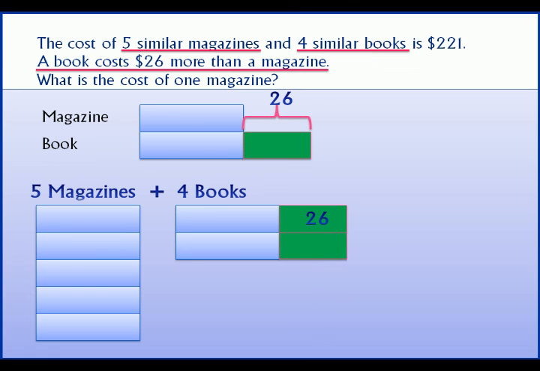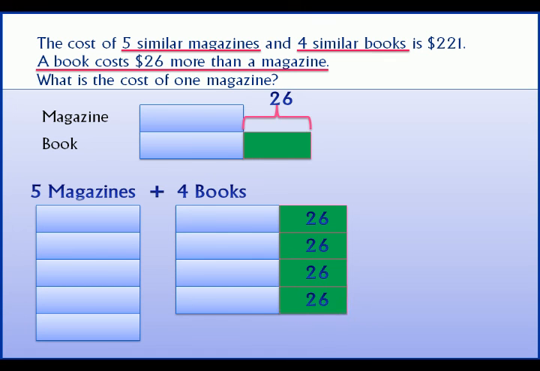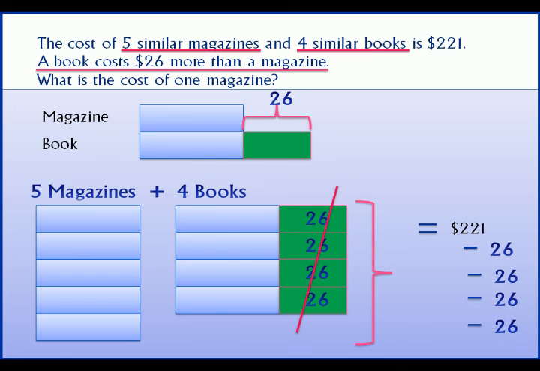1 unit plus $26, that is equal to 2 books, 3 books, and 4 books, and this total is equal to $221. Now when we look at both sides, on the left hand side of the equal symbol we have 4 $26 represented. We could remove them by cancelling and at the same time subtracting them from the right hand side.